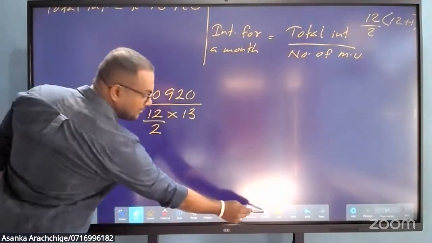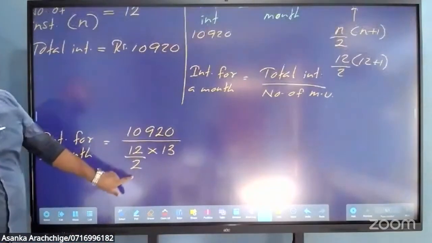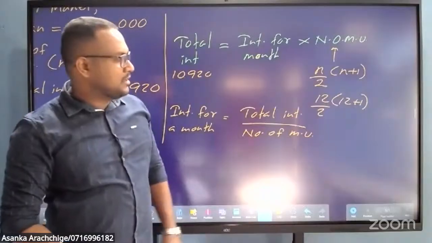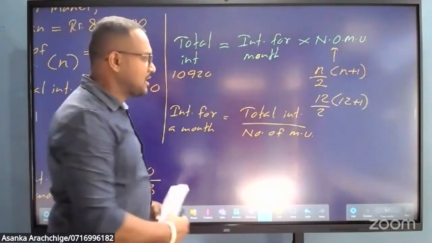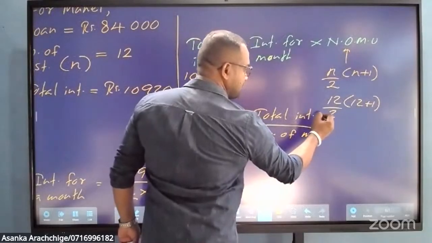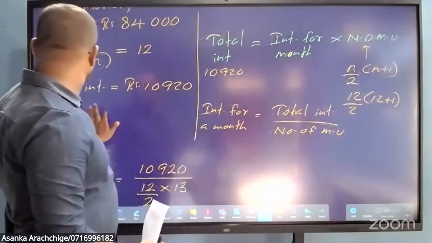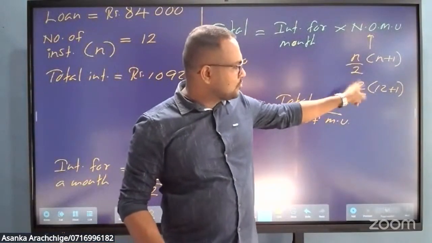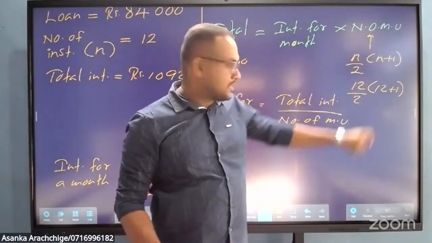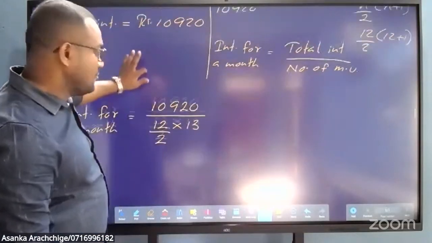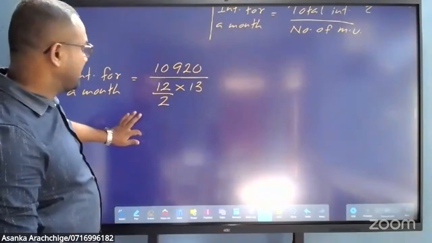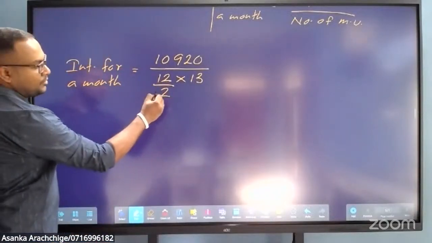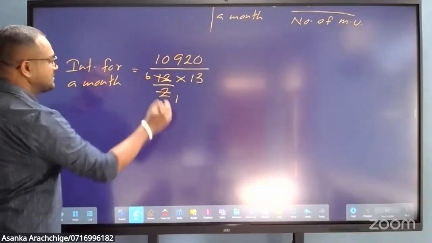Because this is the number of month units, 12 upon 2 times 12 plus 1. If you want, you can cancel the factors. 2 times 1, 2 times 6. Understood? Then now you can simplify this. 2 times 1, 2 times 6.